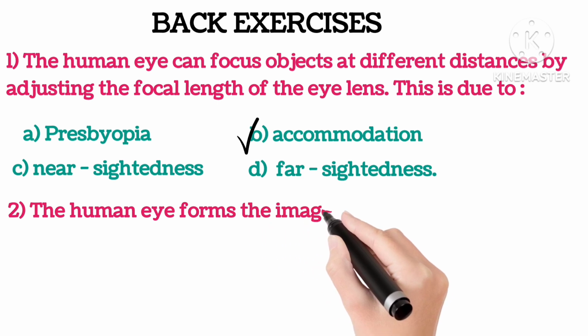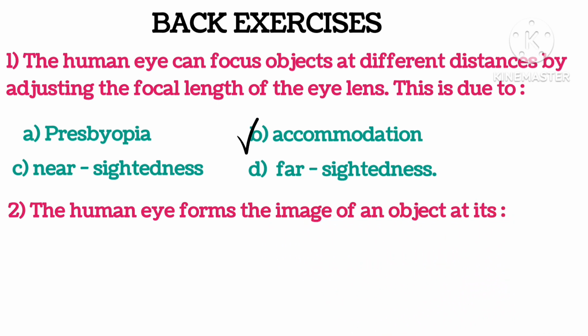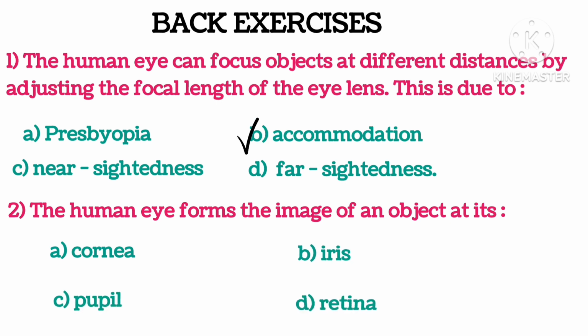Second, the human eye forms image of an object at its A. cornea, B. iris, C. pupil, or D. retina. The correct answer is D. retina.